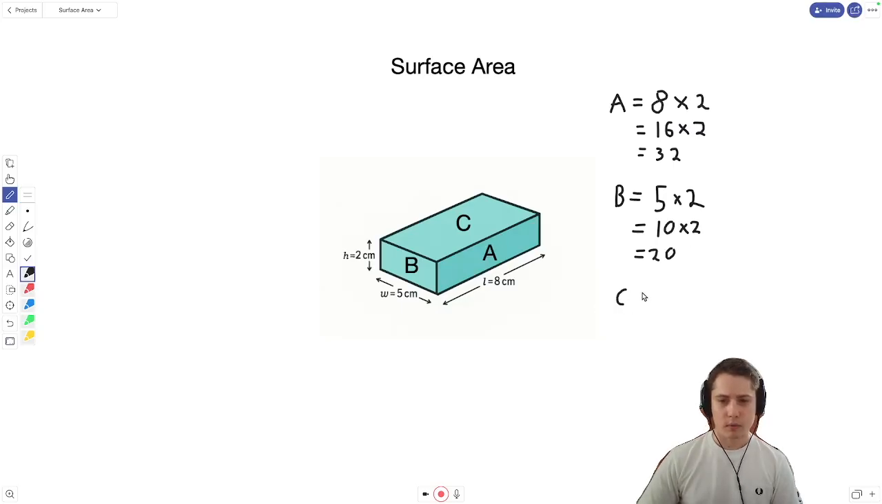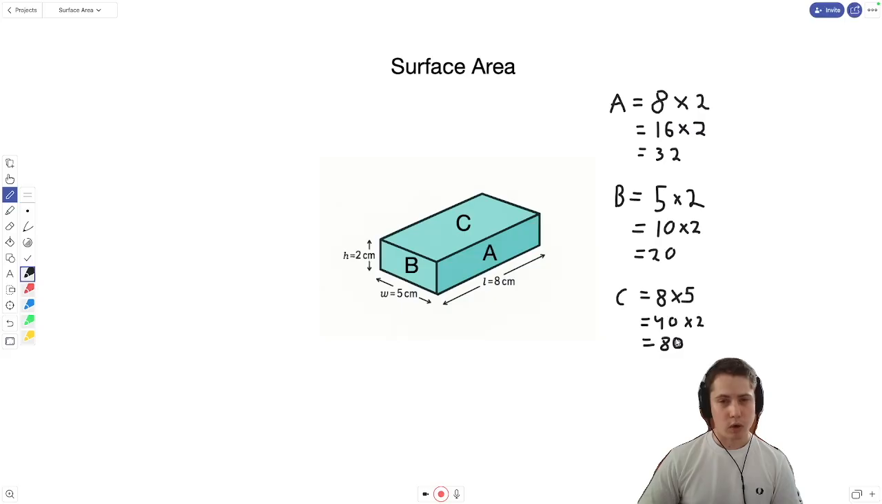Now, C. What is C? We got to be careful with this one. We know that this dimension for C is going to be 8. Well, what about this one? What is this right here? Well, as we know, it's going to be 5. So we're going to do 8 times 5. And that's going to give us 40. Now again, just like all shapes we've done so far, C one at the top, one at the bottom. So we do 40 times 2. Okay. And that gives us 80.